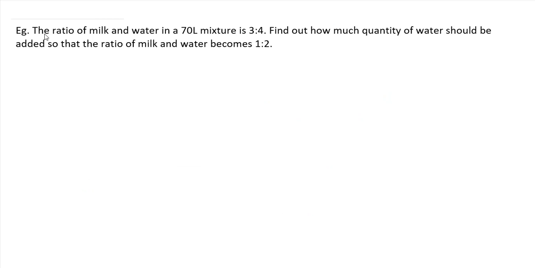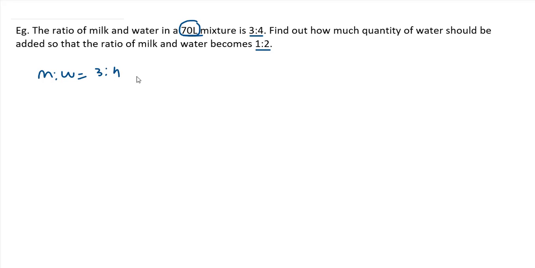Let us take this example. The ratio of milk and water in a 70 liter of mixture is 3:4. Find out how much quantity of water should be added so that the ratio of milk and water becomes 1:2. So the current ratio of milk and water in this 70 liter is 3:4.